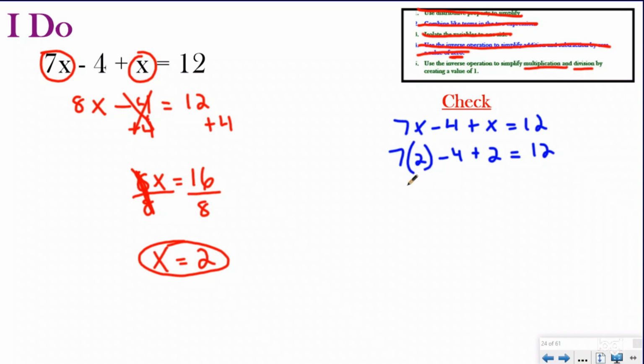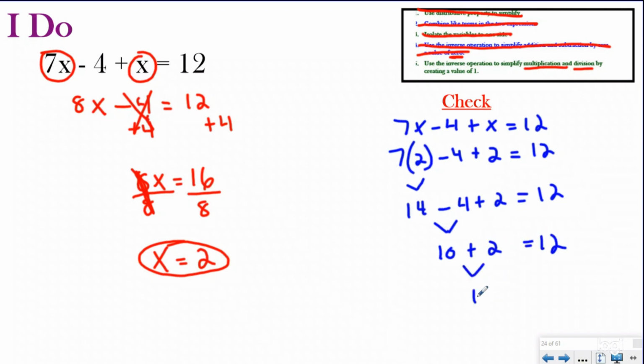I know that if I do my order of operations, 14 first, minus 4 plus 2 equals 12. I know 14 minus 4 is 10, plus 2 equals 12, and 10 plus 2, 12 equals 12, and my solution was correct. Okay, so that's how we use our steps to get through and solve for my variable, which is x, and then we also want to check it.